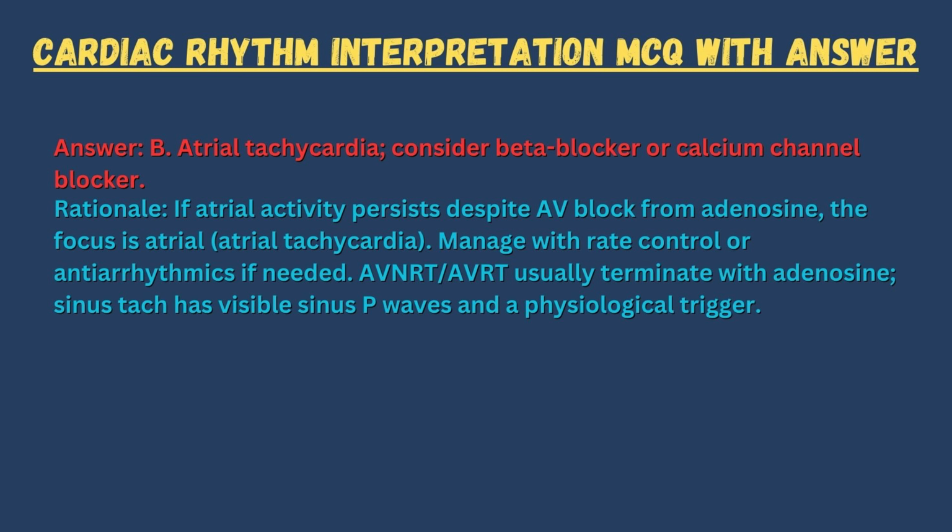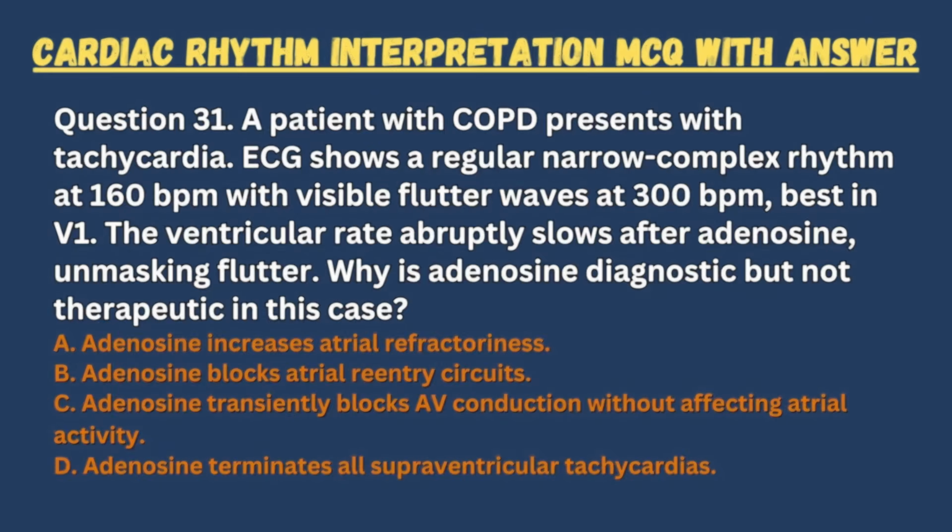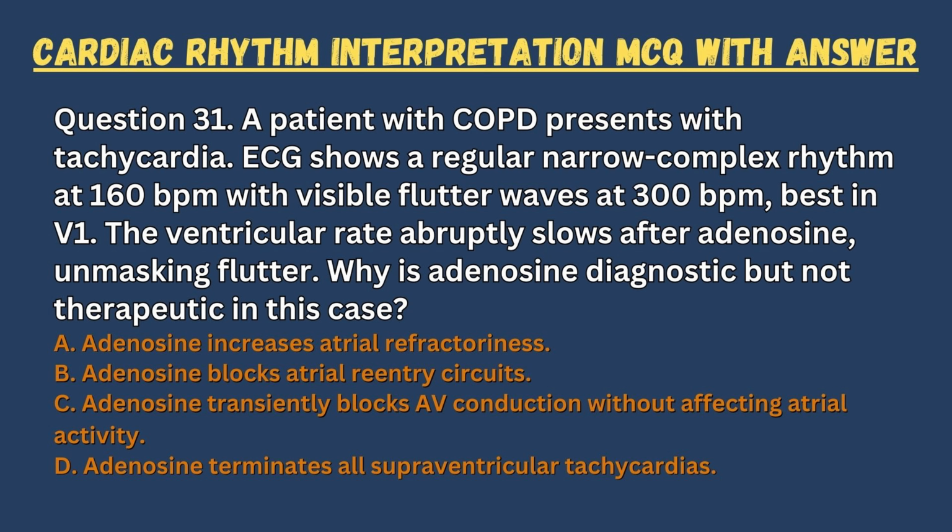AVNRT/AVRT usually terminate with adenosine. Sinus tach has visible sinus P waves and a physiological trigger. Question 31. A patient with COPD presents with tachycardia. ECG shows a regular narrow complex rhythm at 160 BPM with visible flutter waves at 300 BPM, best in V1. The ventricular rate abruptly slows after adenosine, unmasking flutter.